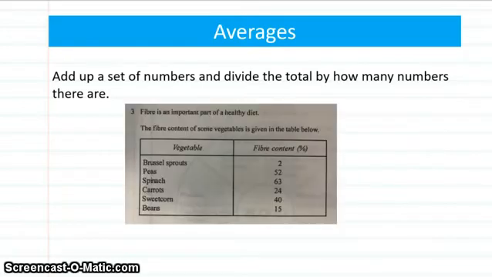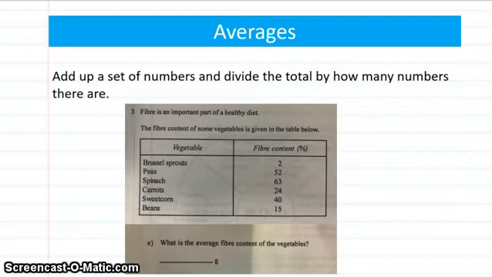Averages, first of all: simply add the numbers up and divide by how many there are. So, an old question. None of these questions that you see taken from papers are actually going to be in the tests, by the way. So, add all these different numbers up, showing the fiber content in all of the vegetables, and the total fiber content is 196. Divide it by the 6 different values that you get, and that's a result of 32.7 grams as an average.